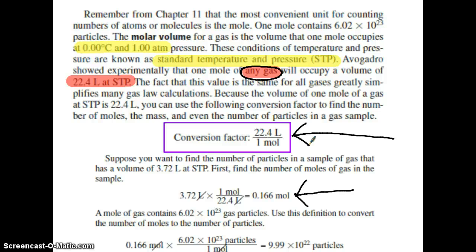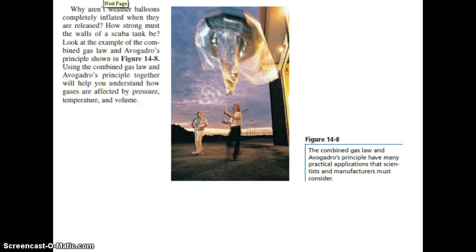So that's Avogadro's principle. You can figure out exactly how many particles are going to be in there. It's always going to be the same. And this helps us out in figuring out a couple of other problems that we're going to get into when we talk about the ideal gas law. But it also comes into play with a few different things.